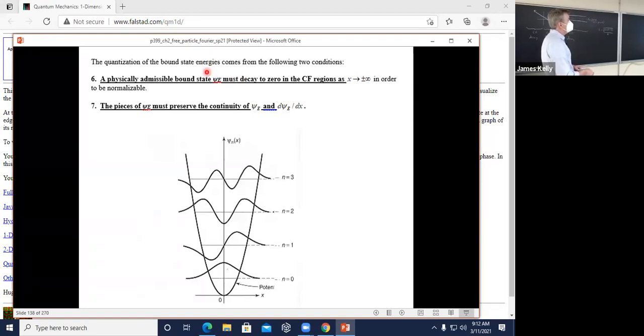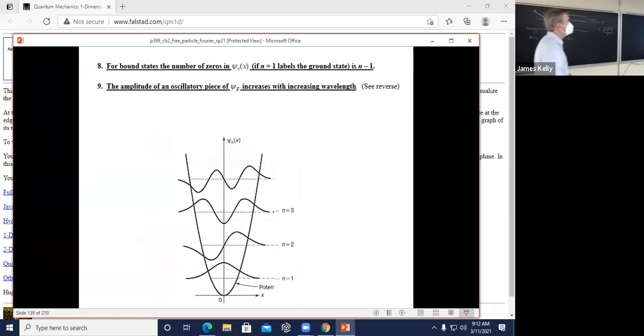Just if we're talking about bound states, the wave function has to decay away to 0, of course, as you go to plus or minus infinity, if you're in the classically forbidden region, and you should be if we're talking about a bound state there. And the examples I'm going to draw on here are of bound states. We also have to make sure we preserve the continuity of psi and, if appropriate, the continuity of the derivative of psi with respect to x.